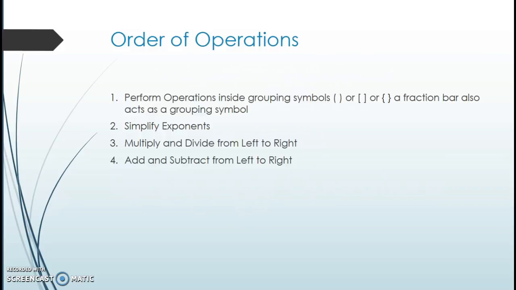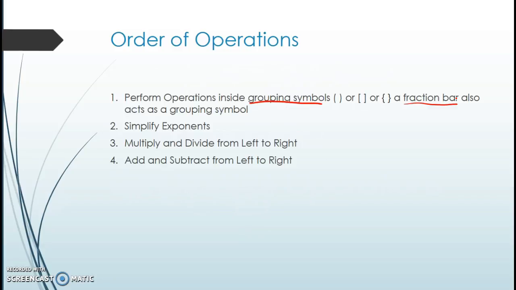So the main part from this first step is that we're looking for grouping symbols, whether it's the parentheses, square brackets, curly brackets, and fraction bars. And that's one we don't really always think of, but that fraction bar is a grouping symbol. So that's our first step. After we take care of our grouping symbols, then we move on to simplifying exponents or evaluating those powers. And then our third step is to multiply and divide from left to right.